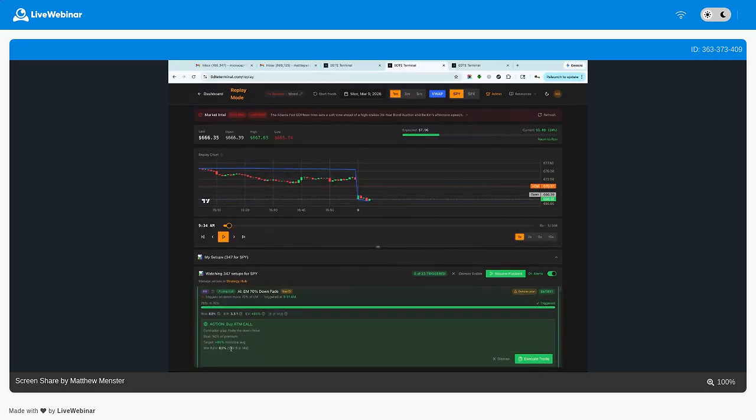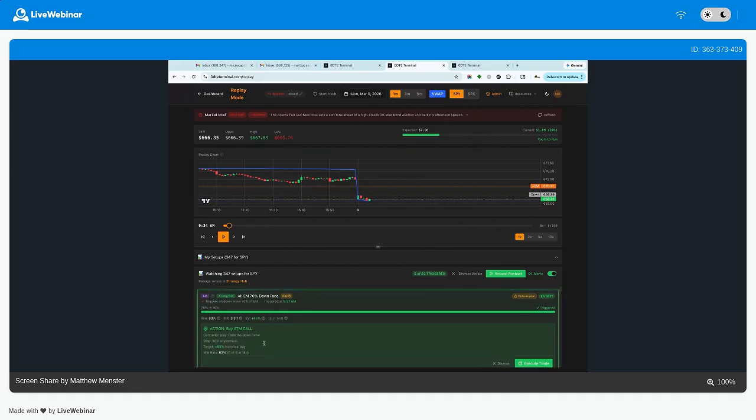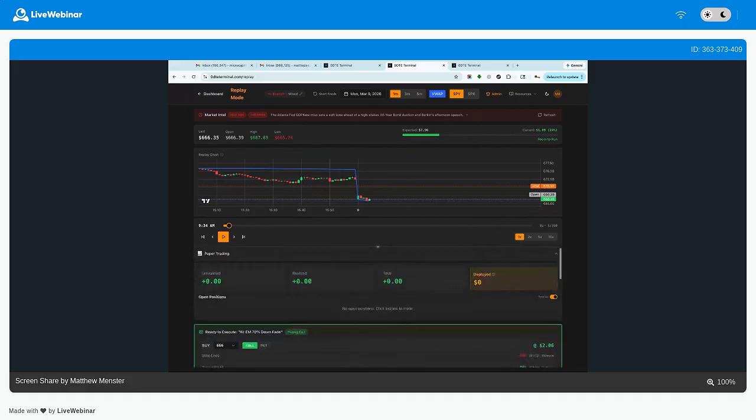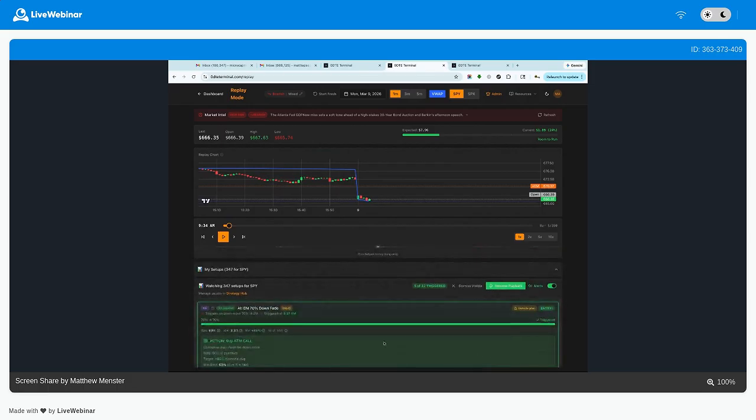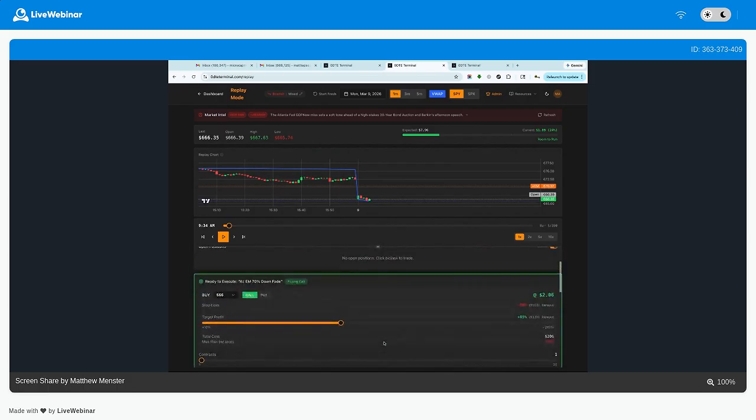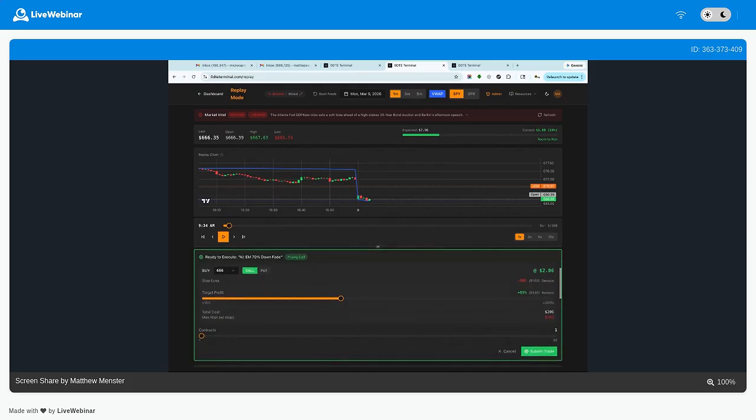So here we go. Win rate 63%, 5 out of 8 in the last 14 days. Average of 85% was the max gain. Stop at 55 or 50% of premium. Okay, so I already clicked on execute trade right there. That's going to pop up the second screen, my confirmation screen. You see right here, I've got my 50% stop in, and I've got my 85% take profit.